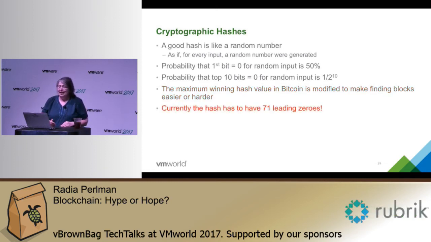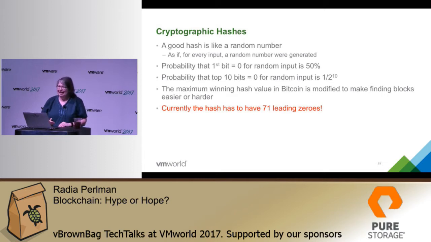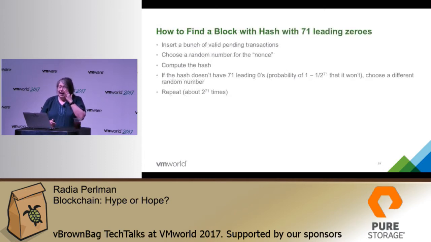And currently, the hash has to have 71 leading zeros. 2 to the 71 is such a mind-bogglingly astonishing number. So how do you find a block with a hash with 71 leading zeros?